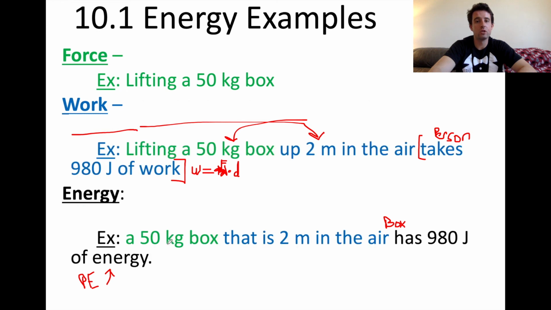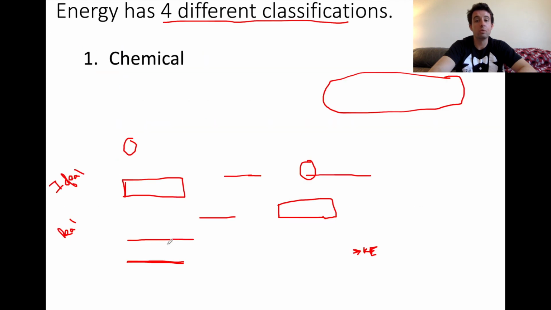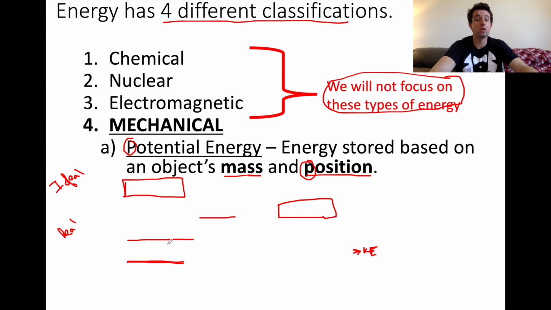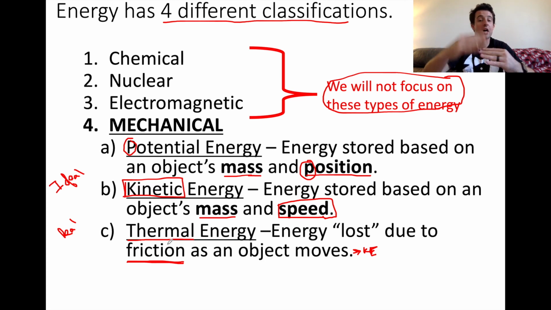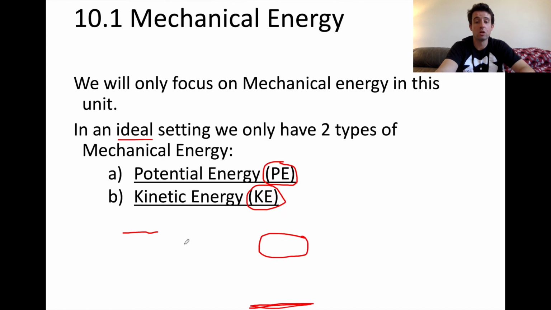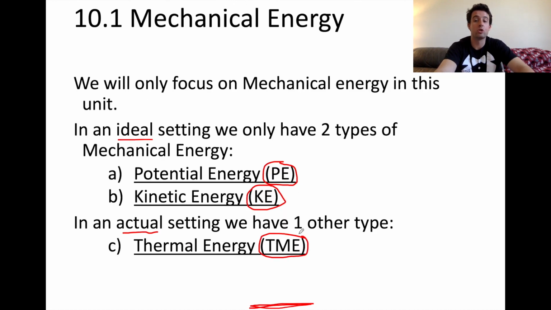Other definitions to know. Please know potential energy and kinetic energy. Potential is all about position, how high something is. Kinetic energy is all about speed, and they both have to do with mass. And then also know thermal energy. That's energy we're talking about with friction here. Know the abbreviations for potential and kinetic energy, and know that energy is measured in joules.